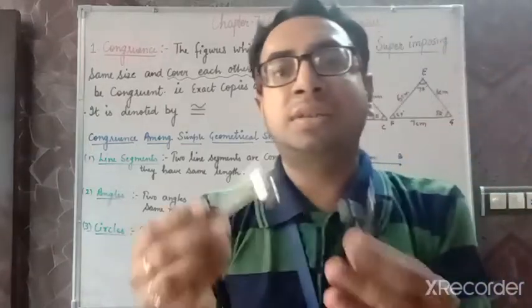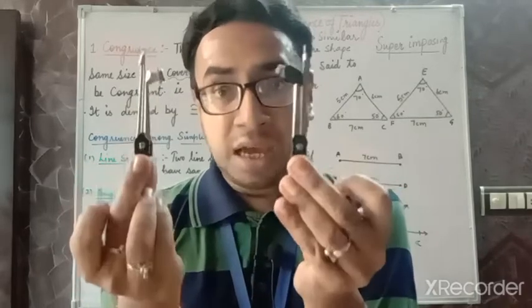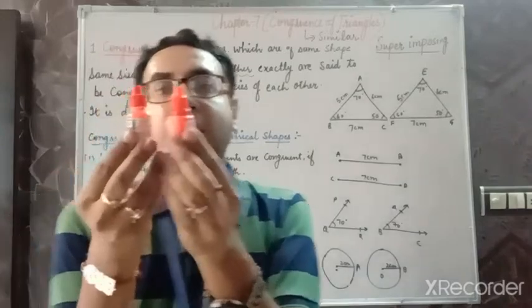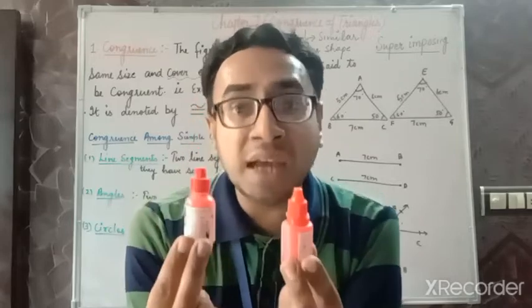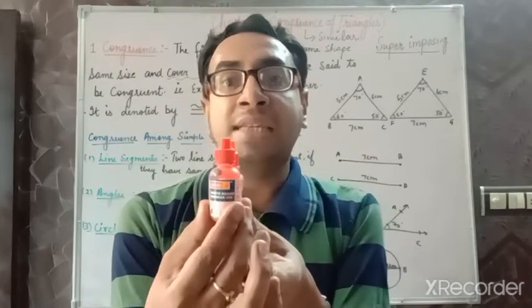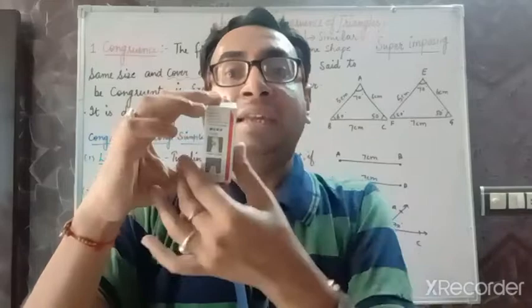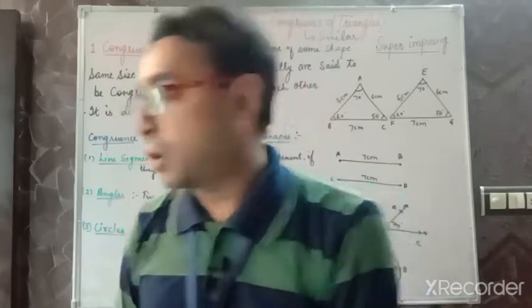These two compasses are exact copies of each other. They are congruent in nature. Let me take another thing. The two bottles, again congruent to each other. Why? Same shape and size and cover each other exactly. These two covers are again exactly each other, congruent to each other, same shape, size and cover each other exactly. Can you see the last one? No, covering each other, again congruent to each other.